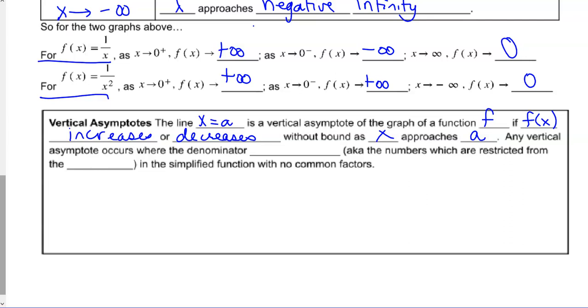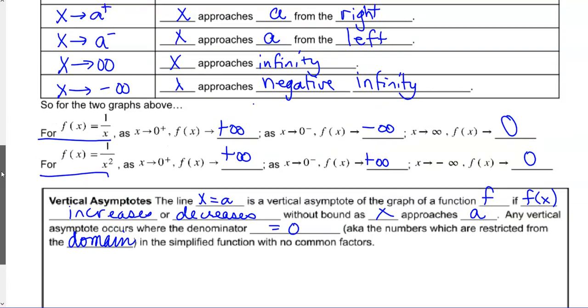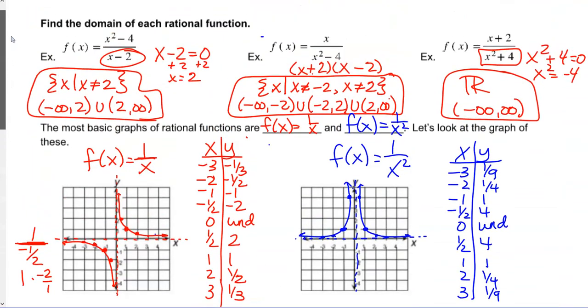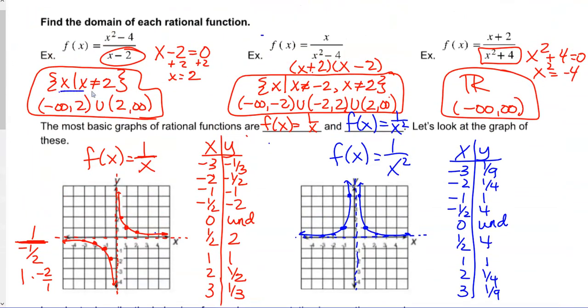Now, any vertical asymptote occurs where the denominator is equal to 0, aka these are the numbers which are restricted from the domain, and we've done that numerous times. We just now need to say x equals that number, and that's going to be our vertical asymptote. So when we were doing that at the top, this is going to be a vertical asymptote. These two on this graph would be vertical asymptotes on that, okay?